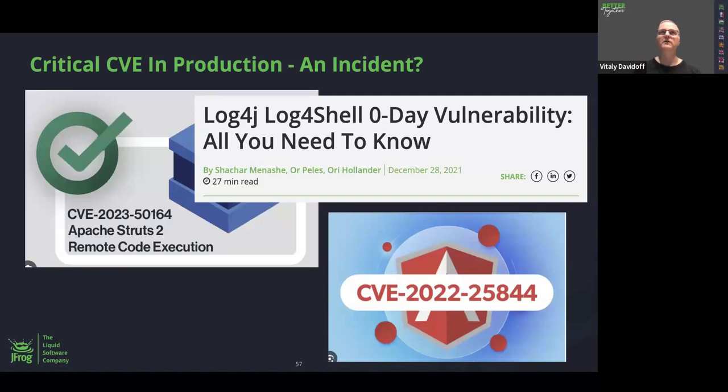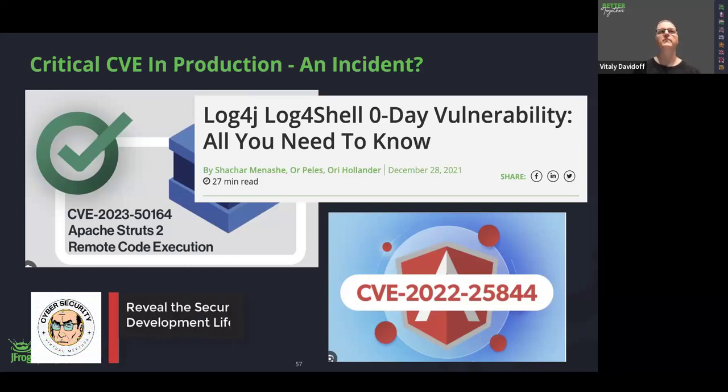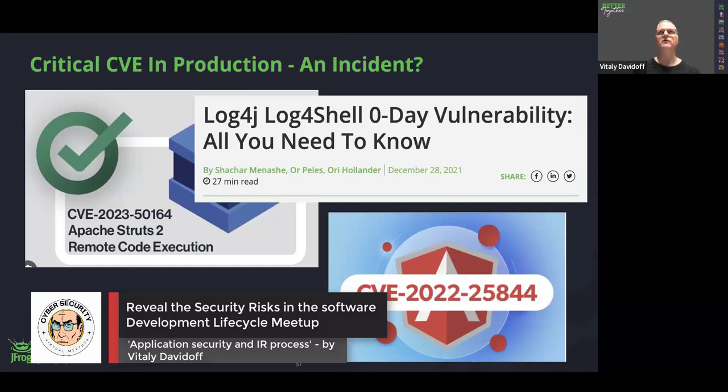Okay, so I know that some organizations say, no, it's not an incident. I'm aware of it. And also a lot of organizations, software companies, treat it as an incident for sure. So why? Because I can tell you that we started to see Log4j payloads inside our logs 2 hours after it was published. 2 hours.